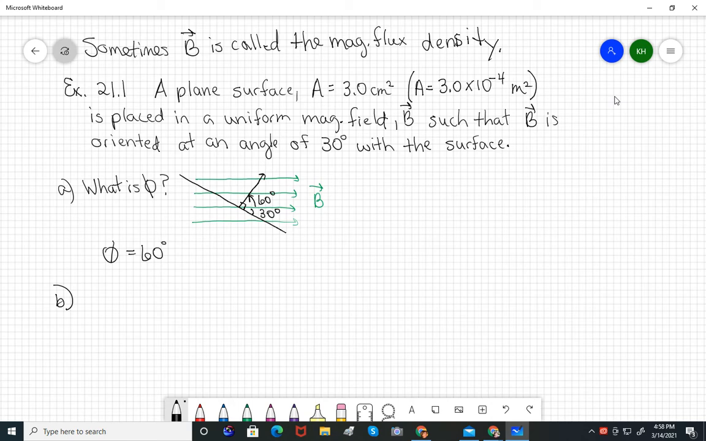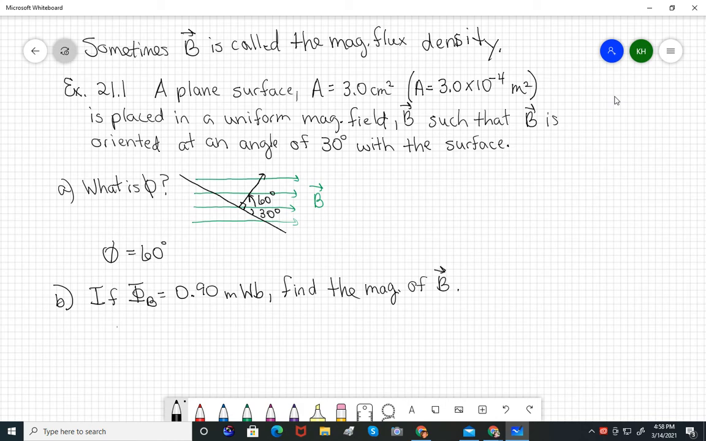Second part says, okay, well, if they tell us that the magnetic flux is 0.90 milliwebers, remember milli is 10 to the negative 3, find the magnitude, which just simply means the size, of B.